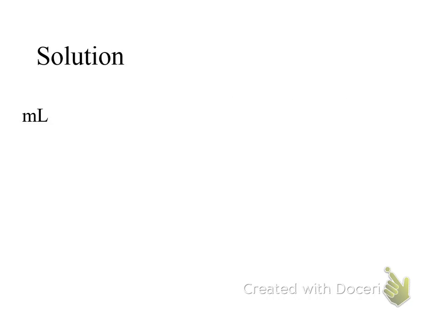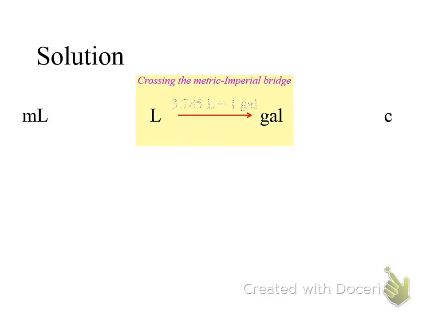Okay, so we're going to go from milliliters to liters, and once we get from milliliters to liters, we can get from liters to gallons using that one that's in the box there. In the box it says 1 gallon is approximately equal to 3.785 liters. So then we simply had to fill in the blanks.